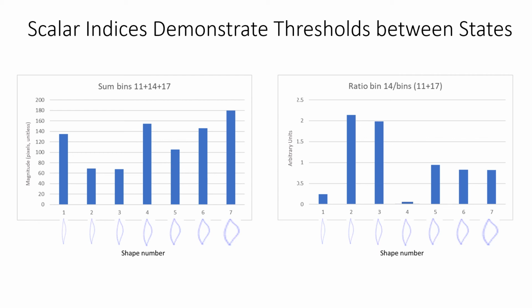Shapes 5, 6, and 7 then form a linear trend on the left index and remain close in value in the right one. Also, in the index on the right, each state has a distinct value range.